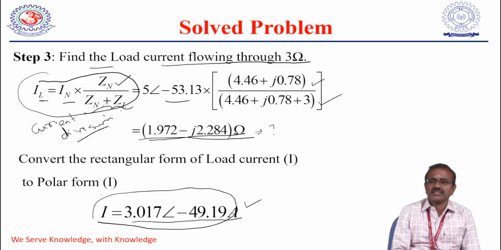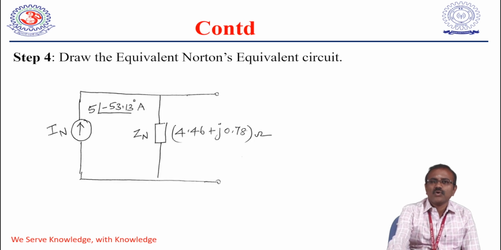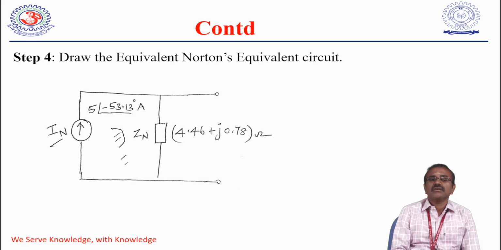Next, what is the next case? We need to draw the equivalent circuit for Norton's theorem. Previously we drew a voltage source in series with the Thevenin impedance. Now we have to draw the equivalent circuit like this: Norton current in parallel with our Norton impedance. So this is our equivalent circuit for Norton's theorem.